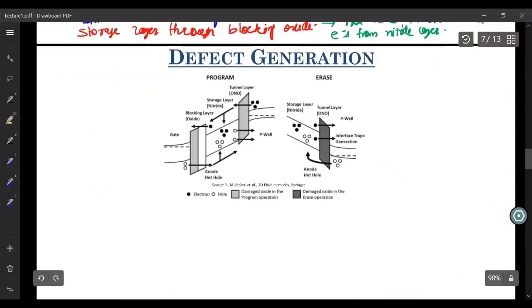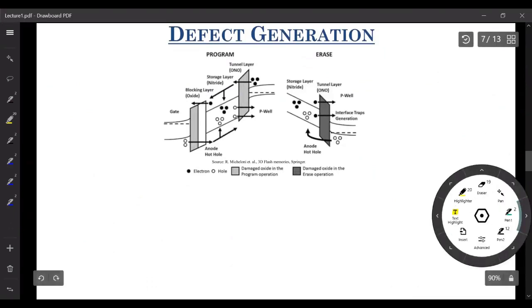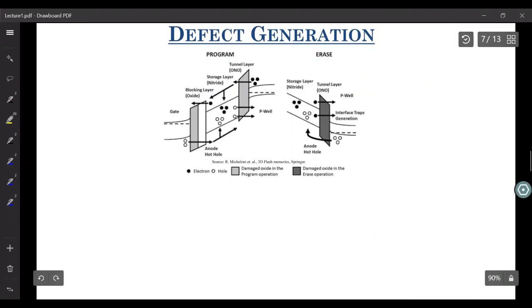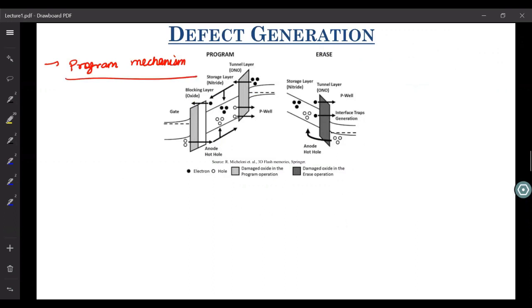So now with this description of the arrays and program mechanism, let us look at the different physical mechanisms that may lead to defect generation in the tunneling oxide as well as the blocking oxide during the program and erase processes. So let us first focus on the program mechanism, which is usually via FN or DT. What are the different processes which may lead to defect generation?